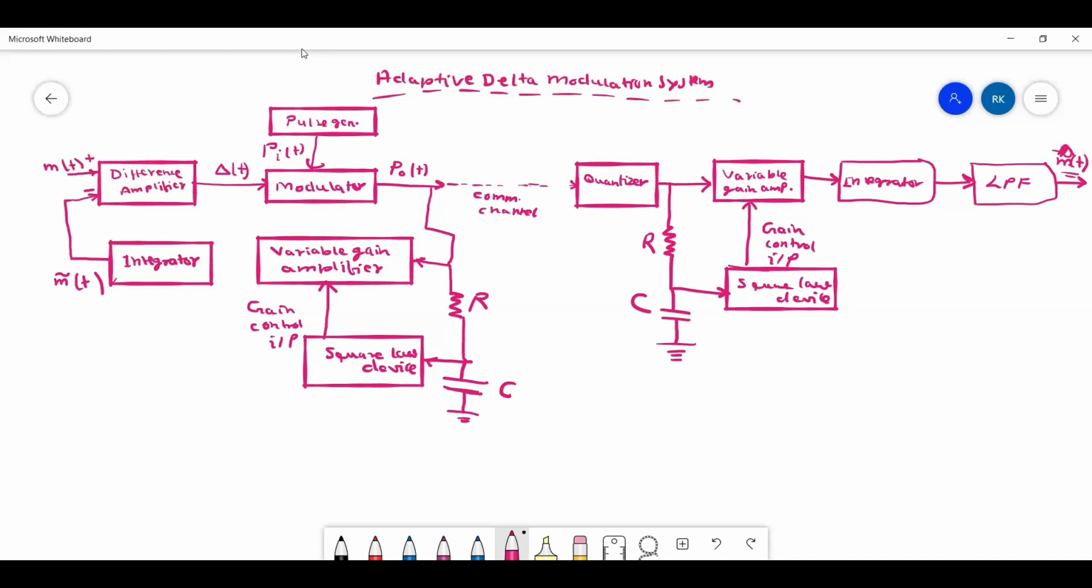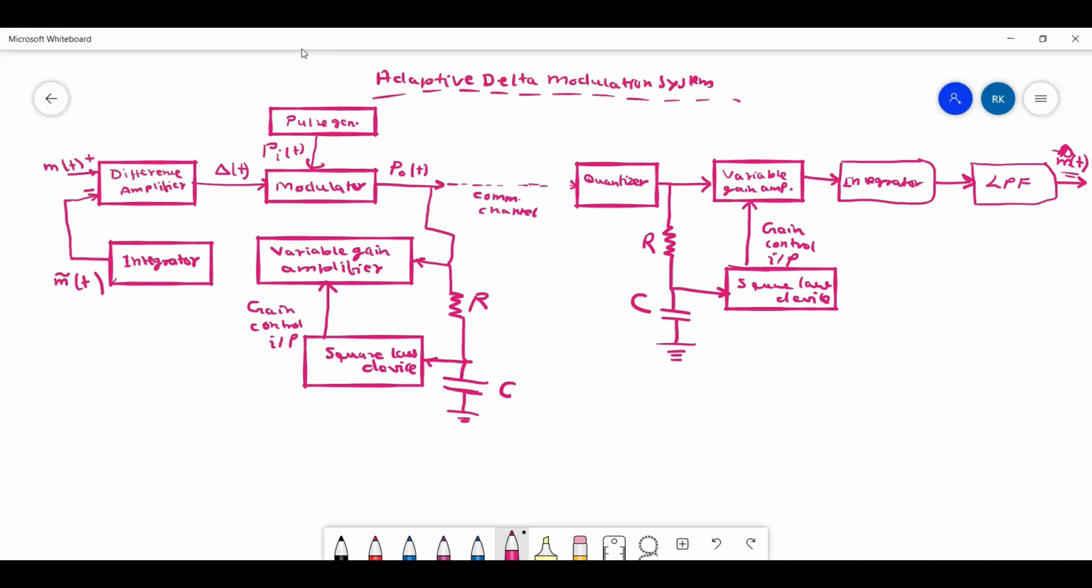On the transmitter side, we have this variable gain amplifier. It is used before this integrator as its input. The gain of this amplifier depends on the gain control input, which is obtained by integrating this P0(t) in an RC network, and passing the integrated output through this square law device.